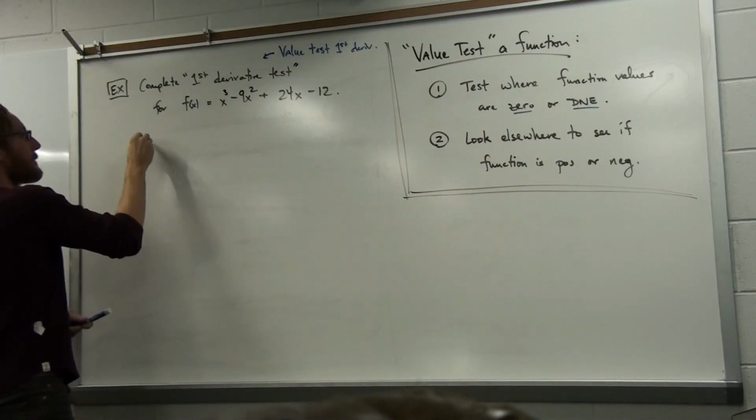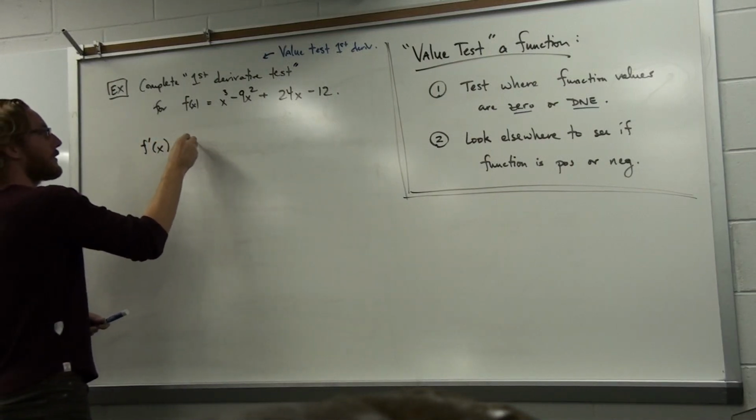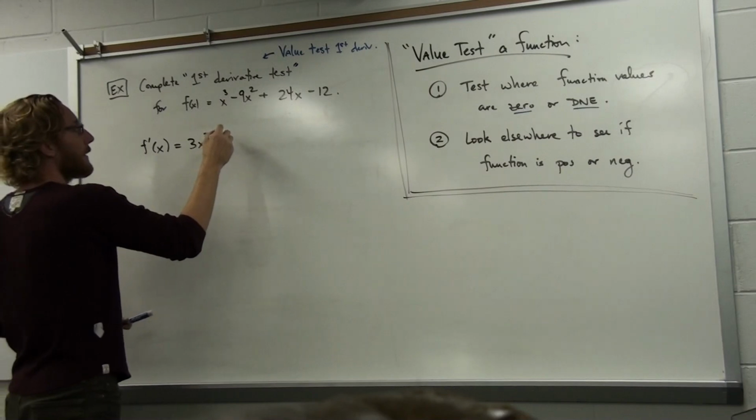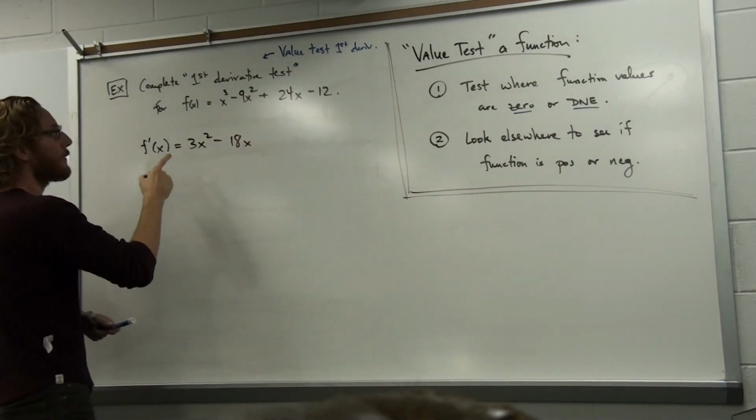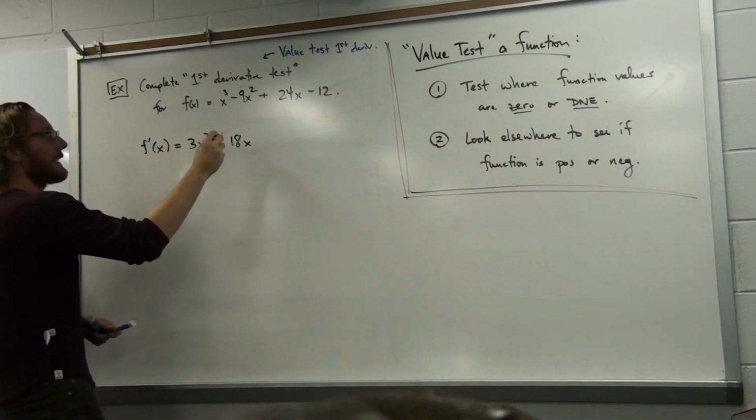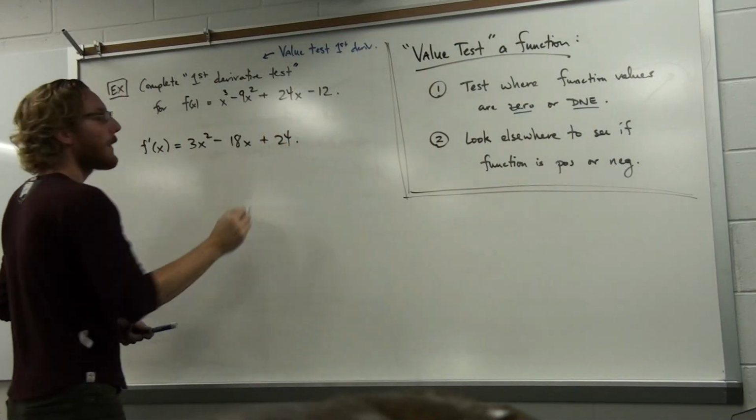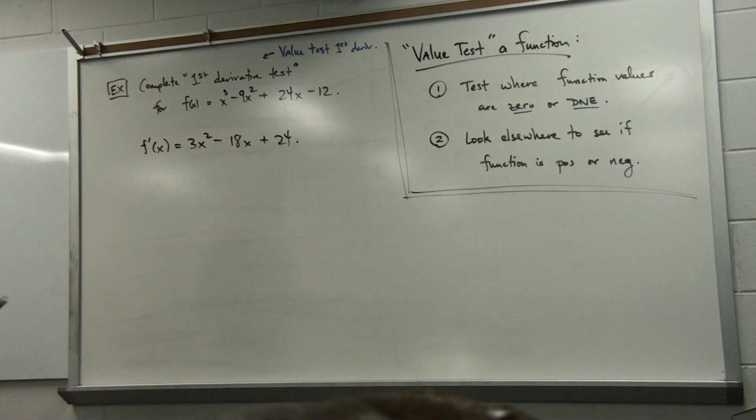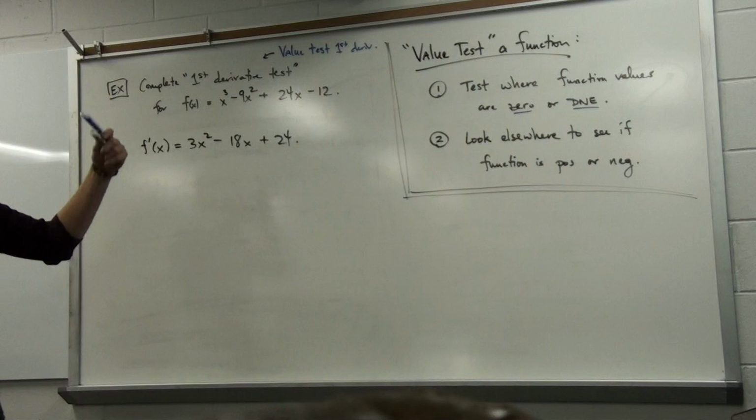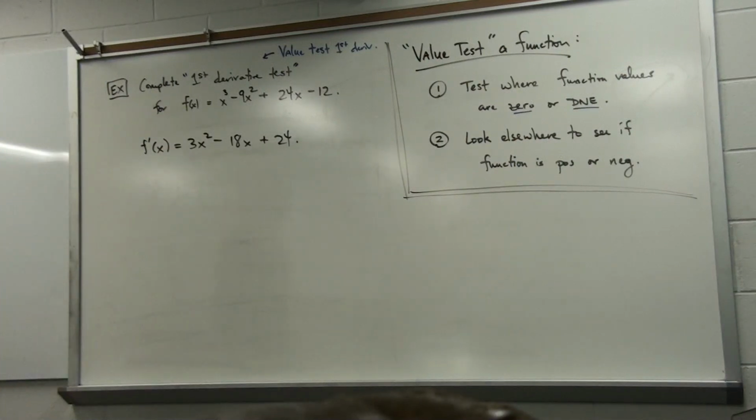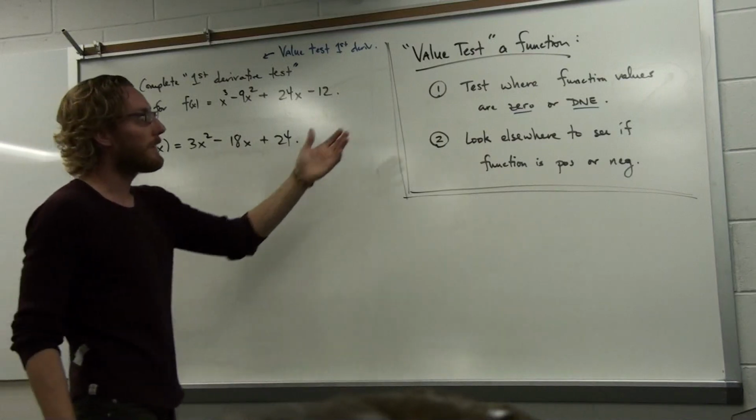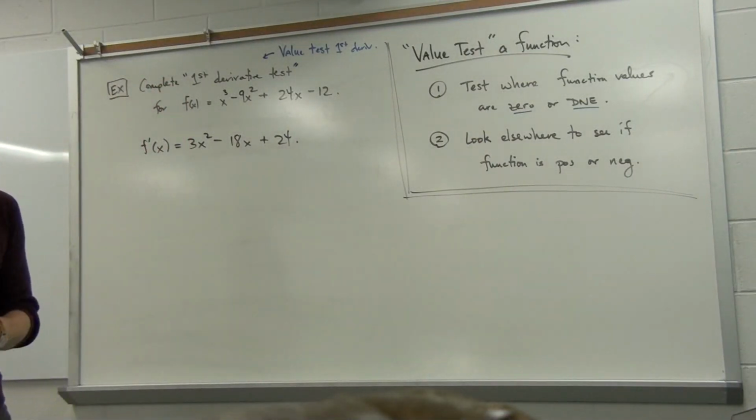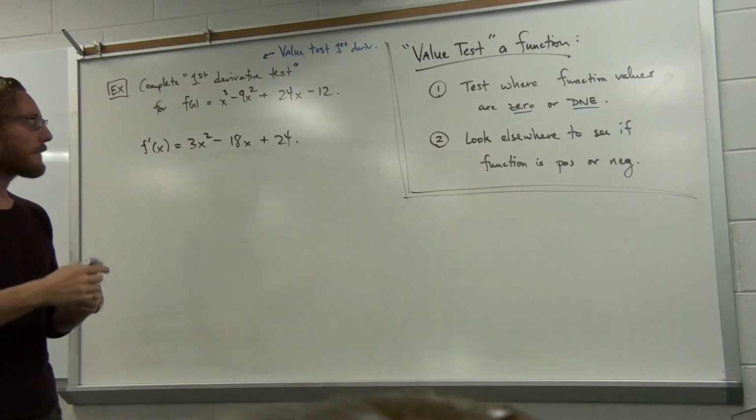So first step, let's take the derivative of our function just so that we have a grip on the function of interest, and this will be what? 3x squared minus 18x plus 24. Okay, here is our first derivative. Now this is what we want to value test since we were asked to complete a first derivative test. And to value test any function, like this first derivative, we want to test where this function value is 0, where the function value doesn't exist.